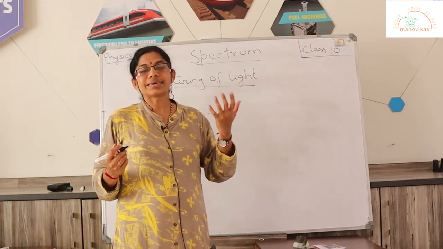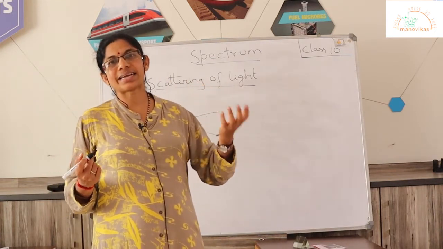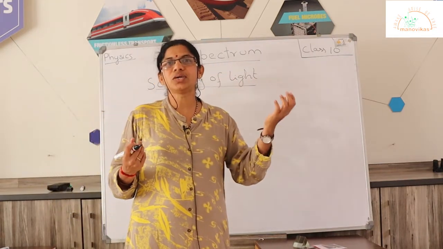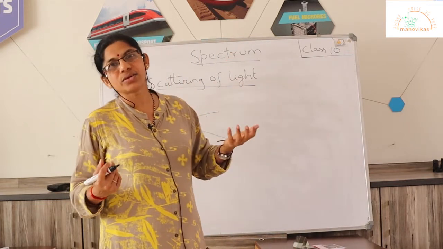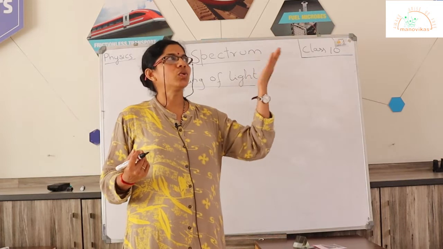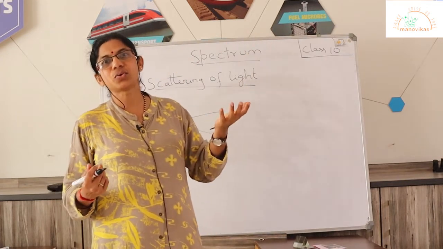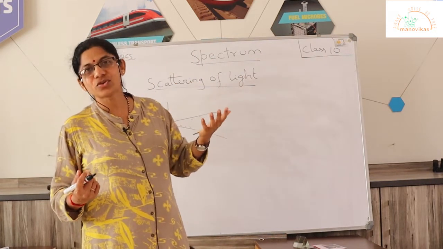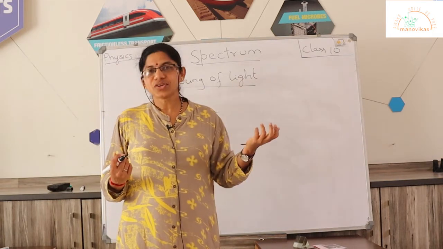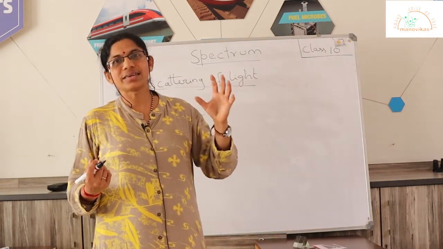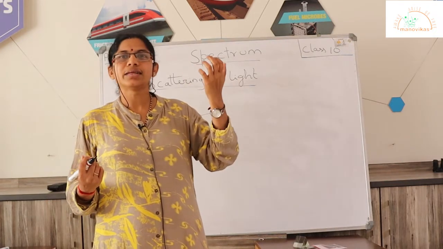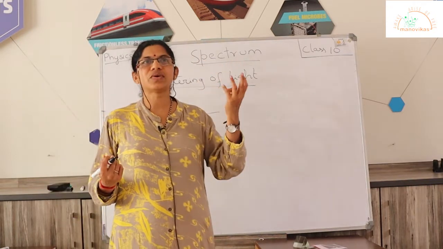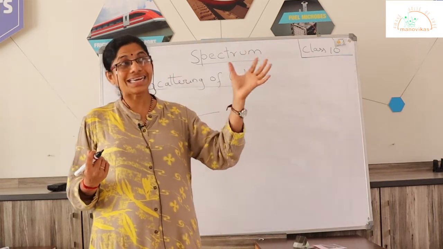In real life, there are many applications of scattering of light. The red color of the sun during sunrise and sunset is due to scattering of light. The blue color of the sky is again due to scattering of light. Clouds are white in color, again due to scattering of light. Danger signals are red in color, again due to scattering of light. I'll just give you one example related to reddening of the sun.